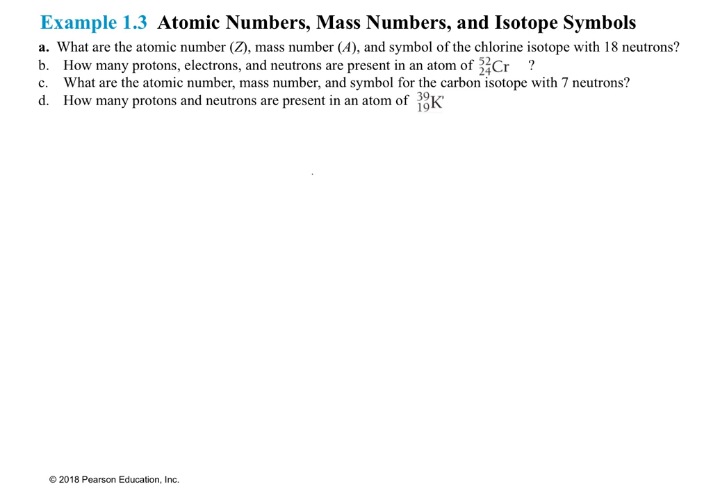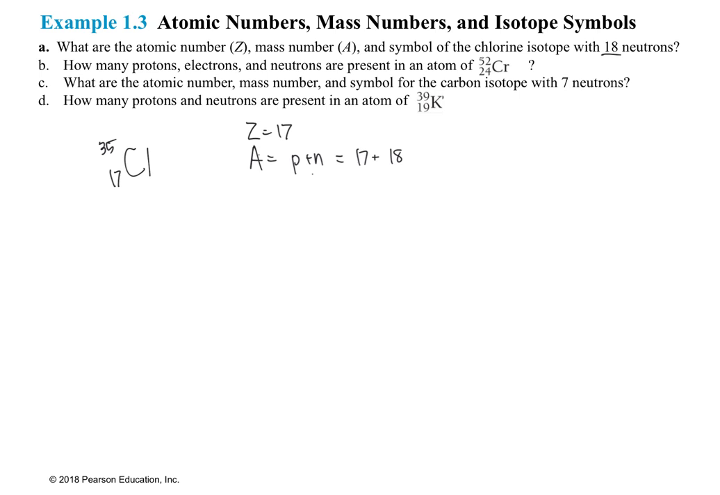Okay, so for chlorine, we can see from the periodic table that chlorine's atomic number is 17. So Z equals 17. So I'm going to put a 17 down here on the subscript. Now it has 18 neutrons, so the mass number is going to be protons plus neutrons, so 17 plus 18. So this will be chlorine 35.